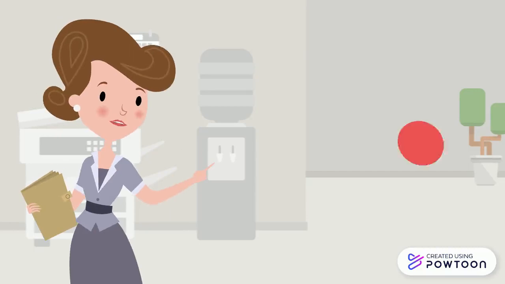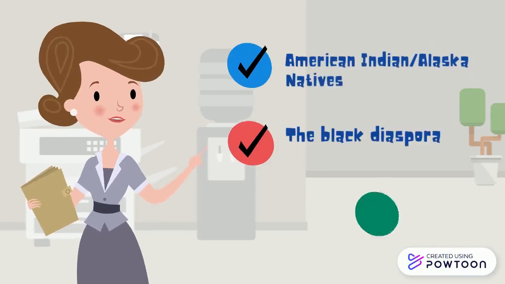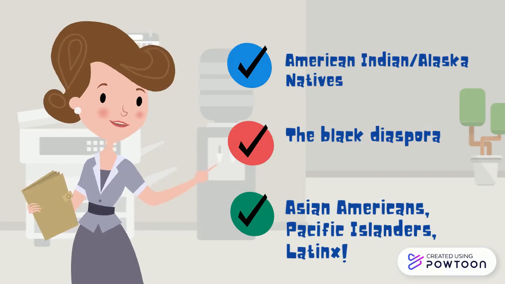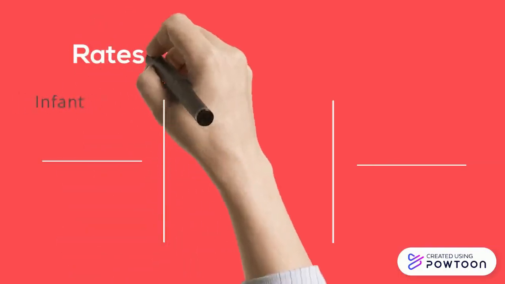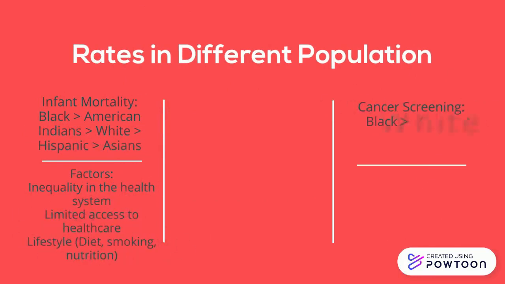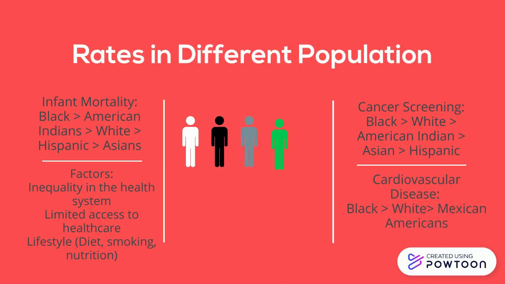Health disparities affect mostly the minority groups. For example, the Latinx, Black Americans, and the other groups listed on the slide. Health disparities affect each group at different rates. In case of cancer screening, Black Americans have higher death rates and incidence than any other race. The factor affecting this is the lack of access to healthcare, which leads to late diagnosis, and other lifestyle habits like diet, smoking, and nutrition.